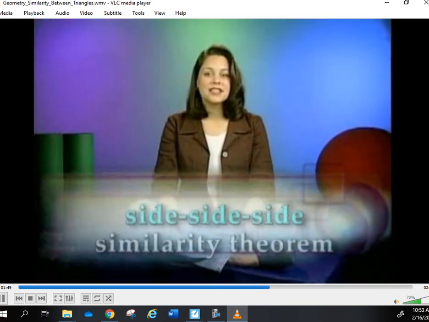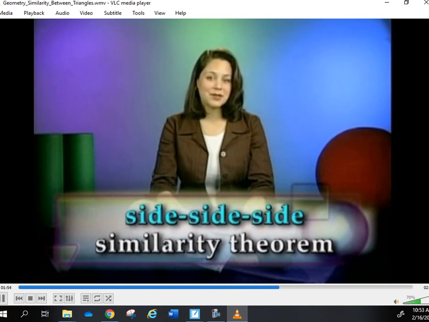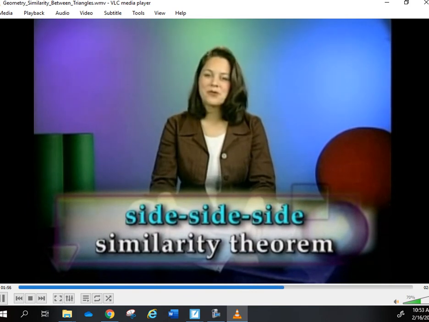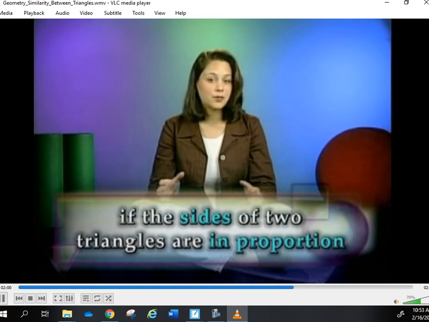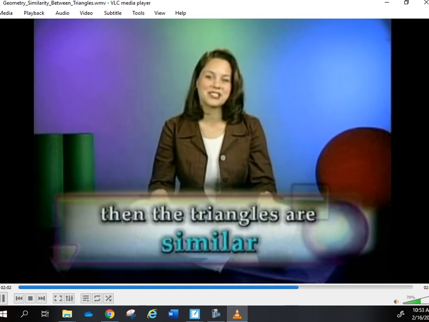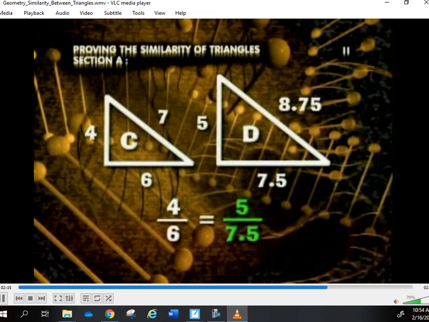Our last theorem is the side-side-side similarity theorem. It is similar to the example we just showed you a minute ago. It says that if the sides of two triangles are in proportion, then the triangles are similar. So for triangles C and D, we set up ratios. We'll start with the two shorter legs. In triangle C, we have 4/6. We set 4/6 equal to triangle D's smaller sides, 5/7.5.